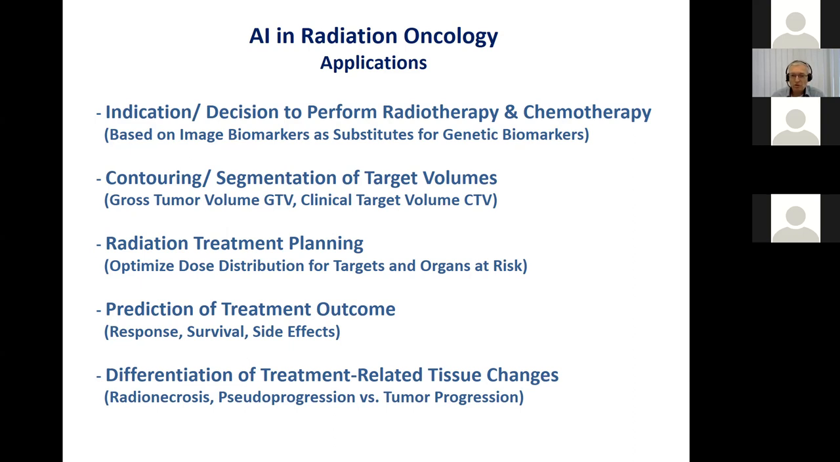Then if you have made your decision, yes, the patient has to be irradiated, then you have to contour or segment these target volumes that I mentioned before. Mainly, these are the gross tumor volume and the clinical target volume. And I will show you methods how that can be done automatically. Next step is then radiation treatment planning. I don't have too much material on that, but you can imagine that you want to have a high dose in the tumor and a low dose in the normal tissue, and that there are means by computers to help you with that.